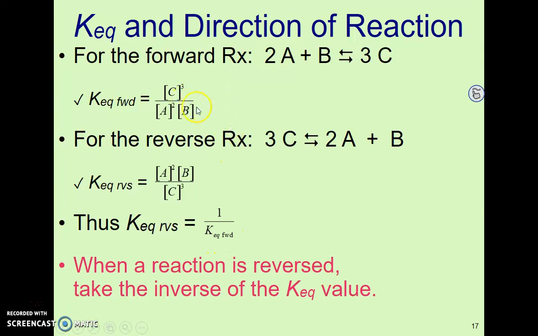So here, just for purposes of having a number, I said the K for this forward reaction was 6. Well, the K for the reverse reaction would be 1 over 6. So instead of making it negative, you take the inverse, which is 1 over 6.